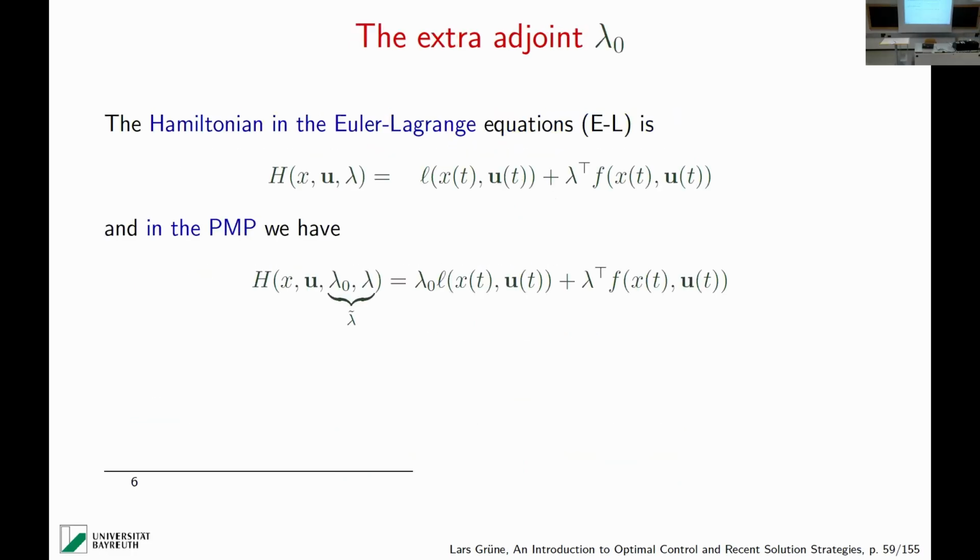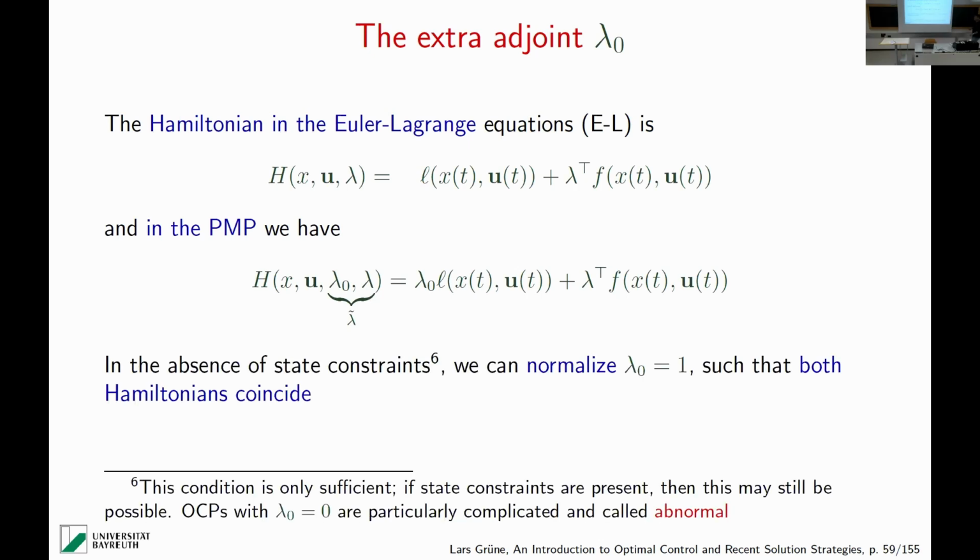So what about this extra adjoint lambda 0? The Hamiltonian in the Euler-Lagrange, as I already said, is this one. The difference to the Pontryagin minimum principle is that we now have this lambda 0. It could be 0 or positive. If we know that it's positive, we can always normalize it to 1, because if we multiply the right-hand side by 1 over lambda 0, nothing changes and all the conditions are still satisfied. Then both Hamiltonians coincide.